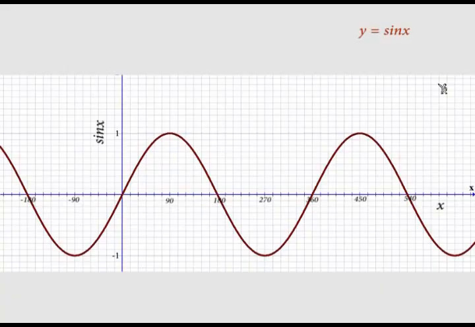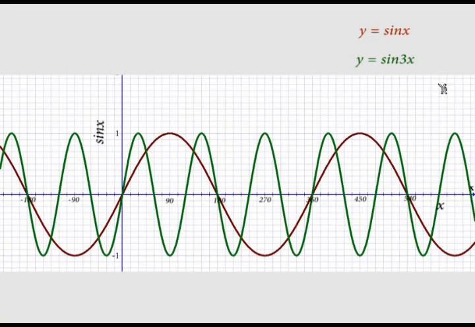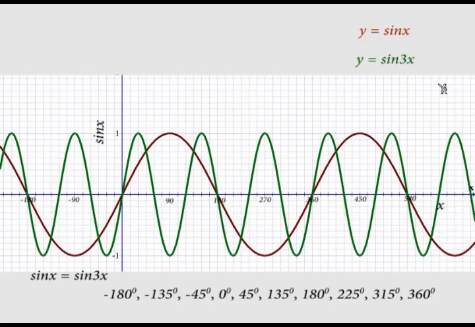First, we make tables of values for the two functions. This is the graph of y = sin x, and this is the graph of y = sin 3x. The solution for this equation, sin x = sin 3x, is the x value for all points where the two graphs intersect. If we look at the graph, those values are -180, -135, -45, 0, 45, 135, 180, 225, 315, and 360 degrees.